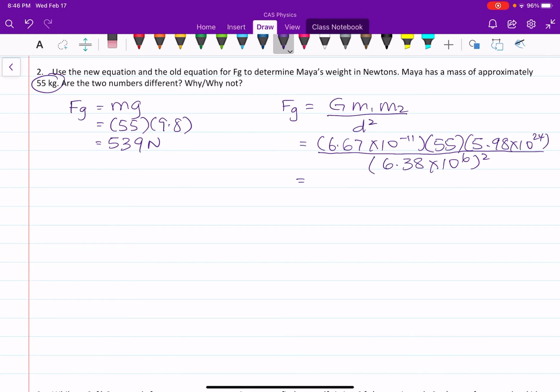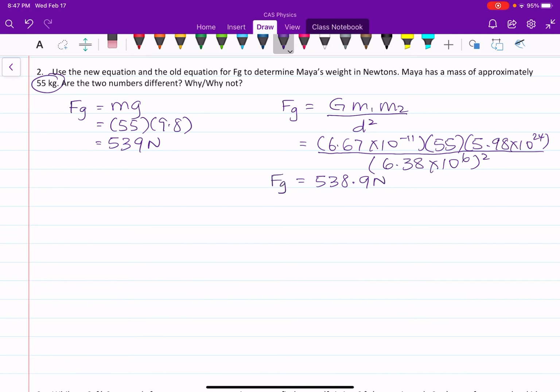I'm going to check this because I have a feeling my number is a little off, but it's good enough for now. So bear with me while I plug this in. Times 55 times 5.98 divided by 6.38 times 10 to the 6 squared, and I get 538.9 newtons. Okay, pretty good. So why the discrepancy?